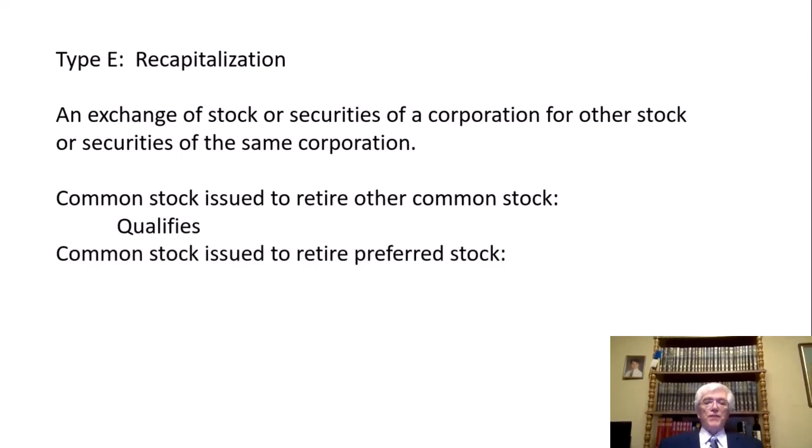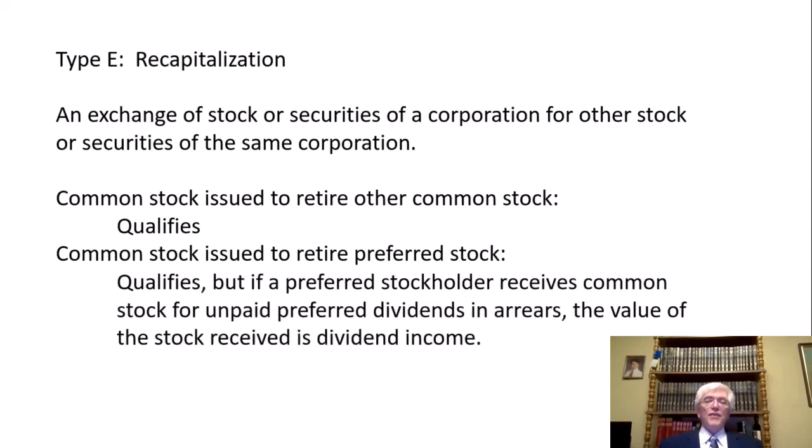Common stock issued to retire preferred stock also qualifies. There's just a small caveat, and that is, of course, you might have unpaid preferred dividends in arrears, and some of the stock that you're issuing might not be actually for the preferred shares, but as payment for the dividends in arrears. If that's the case, the stock received for dividends in arrears, as opposed to received for the preferred stock itself, is dividend income at its fair market value. Okay, that makes sense. Generally speaking, though, common stock issued to retire preferred will qualify as a Type E recapitalization.